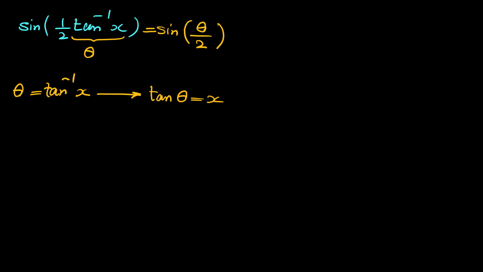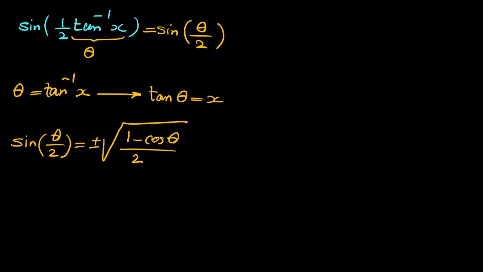Now for evaluating sine of theta over 2, we use the half-angle formula corresponding to sine. Let me remind you the formula for half-angle for function sine. Sine of theta over 2, based on half-angle formulas, is equal to plus minus radical of (1 minus cosine of theta) over 2. We use this formula for finding sine of theta over 2.